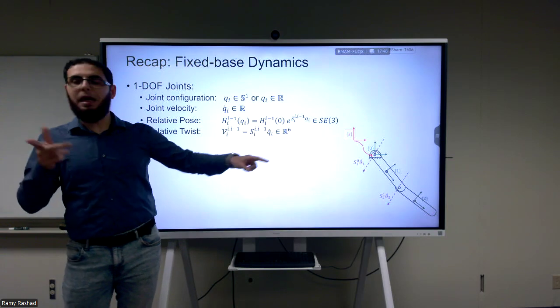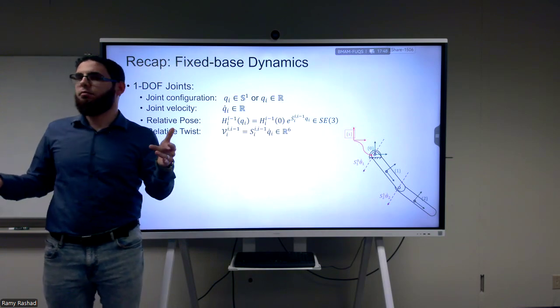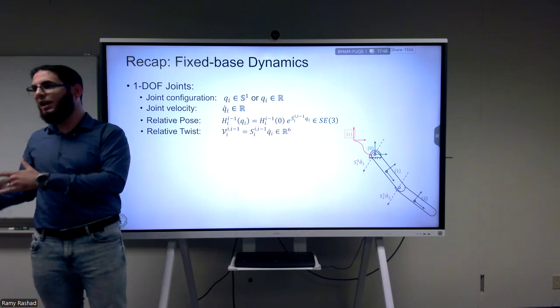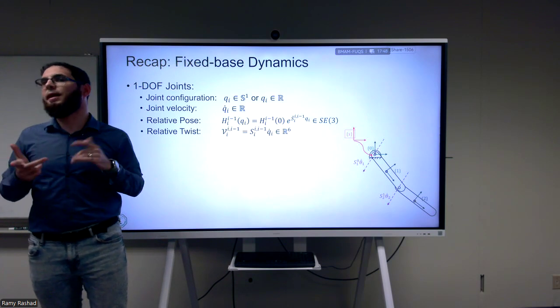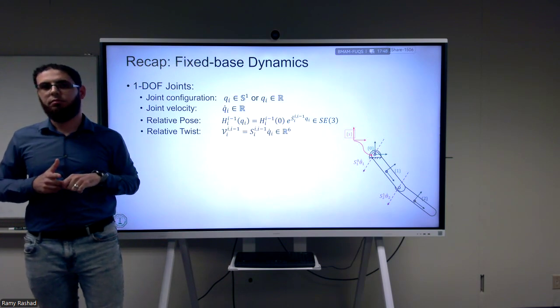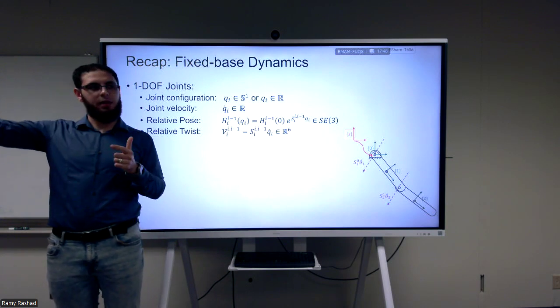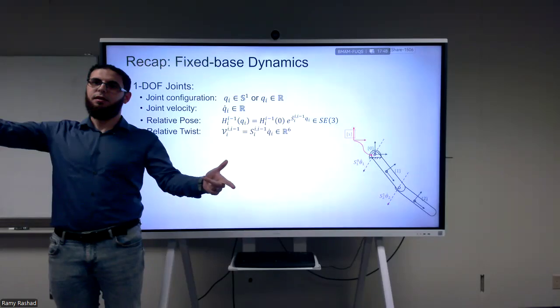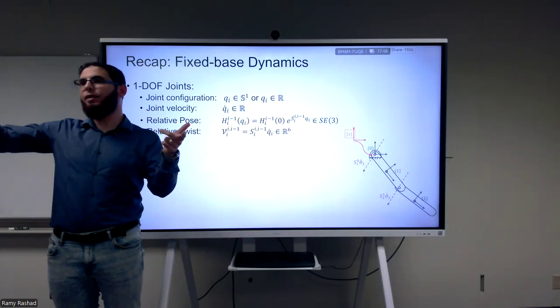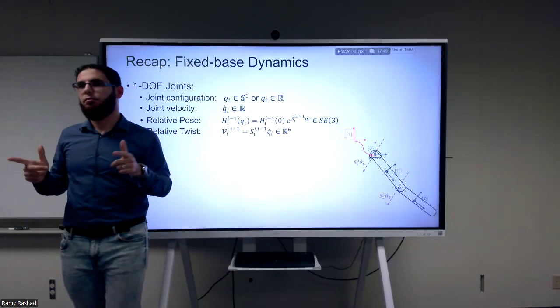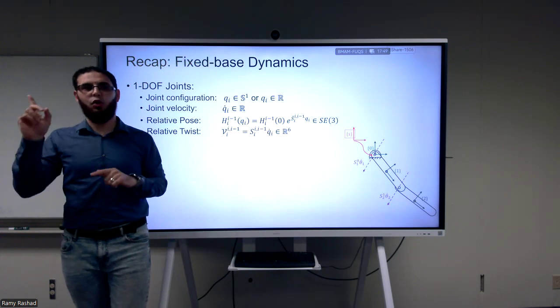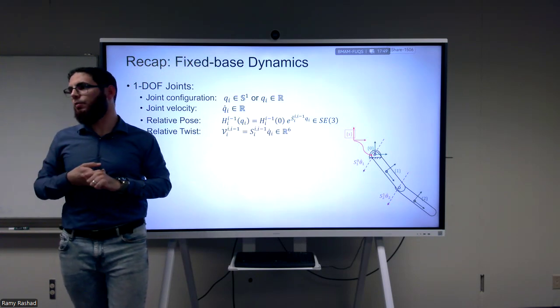The twist of the base with respect to S. So the relative twist of the base with respect to S. What's the dimension of it? So the body frame B with respect to the stationary frame S. How many ways can it move? How many degrees of freedom does it have? 6. If you say 6, you're only considering one type of floating base manipulators.